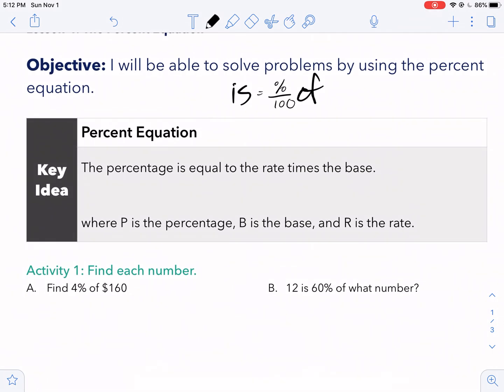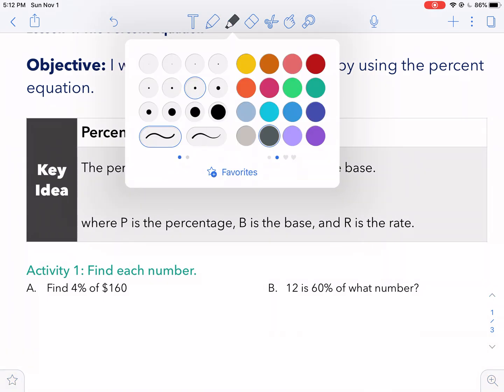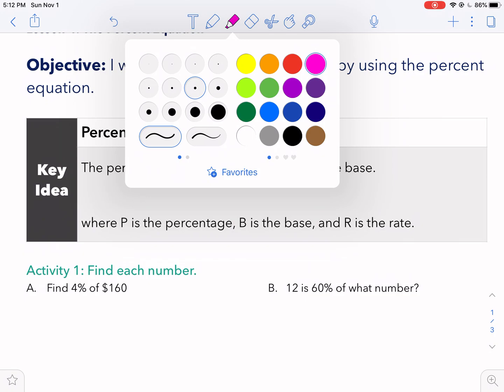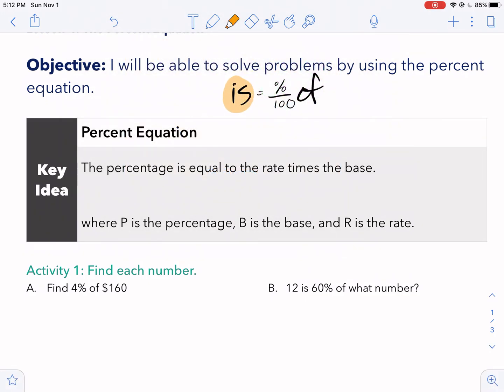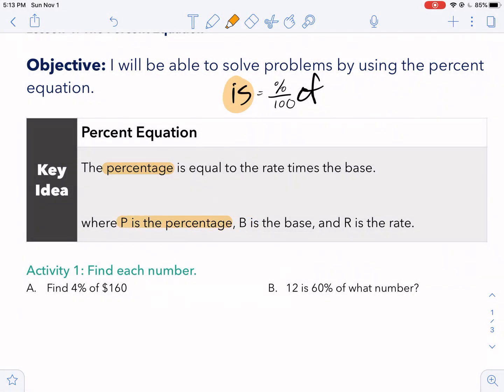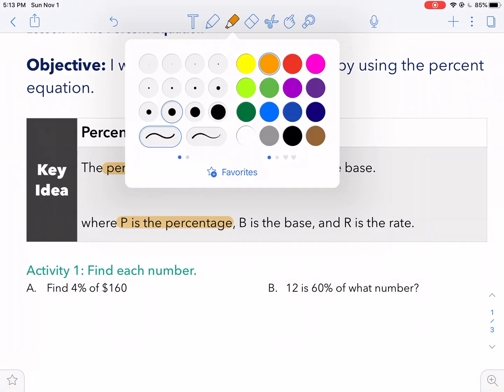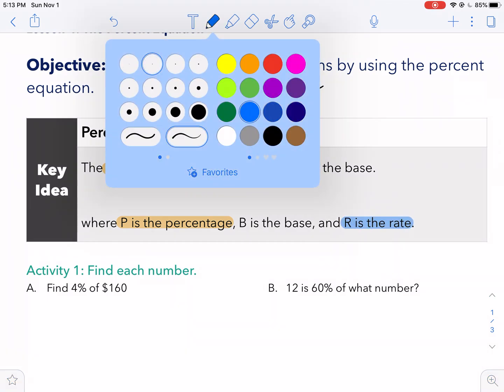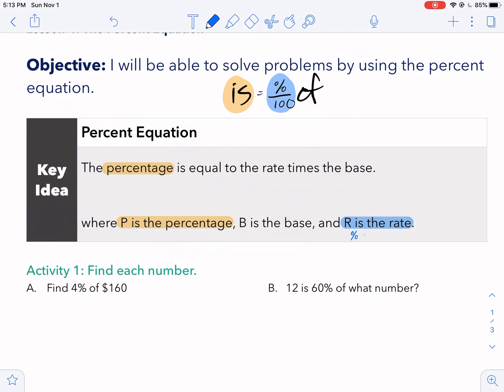Let's go. The percentage is always our is number. Let's make it orange. So our is our percentage, right? And instead of saying is, we're going to say P for percentage. That's its technical name, but it's always the is number in our sentence. And this time, we're going to express our percent, our rate, as a decimal. So it's important to remember that our percent will be in decimal form.